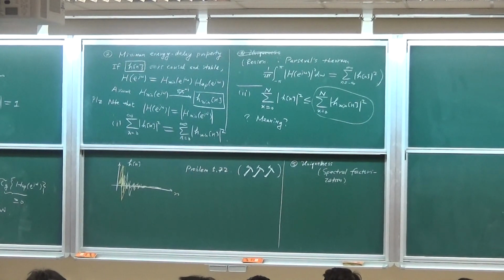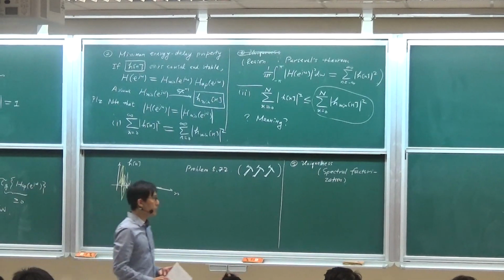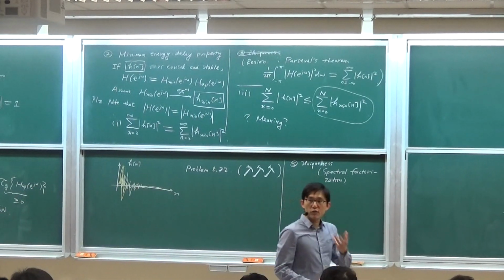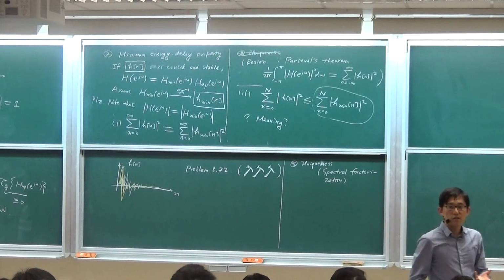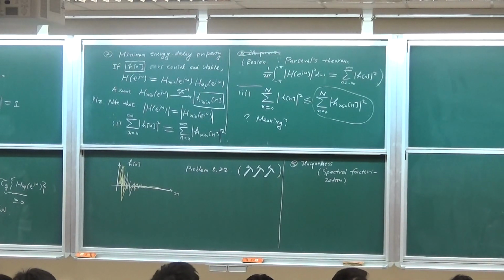And that's quite counterintuitive. Let me say that again. For any stable minimum phase system, if you're given the magnitude response, then you can calculate the phase response. The phase response is inferred from the magnitude response, which is essentially uniquely determined. And that's quite surprising.